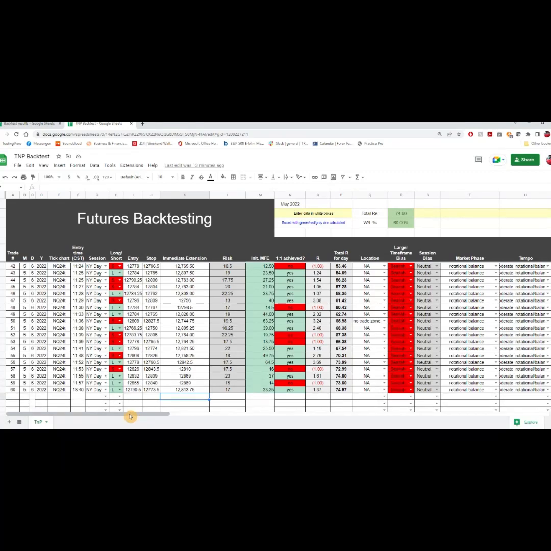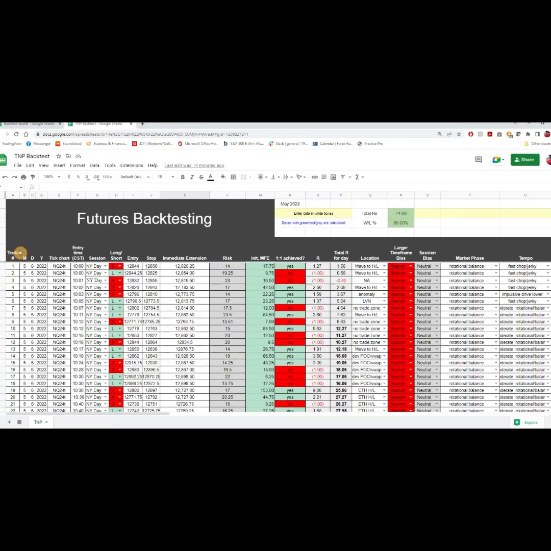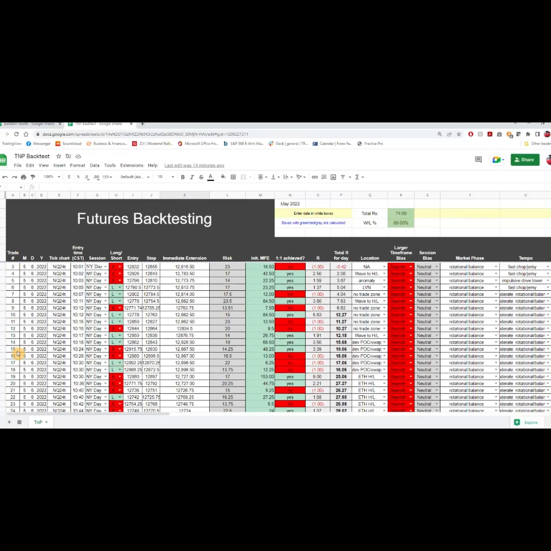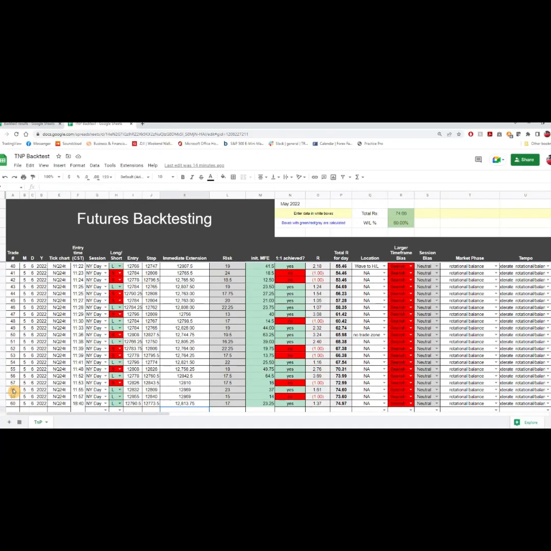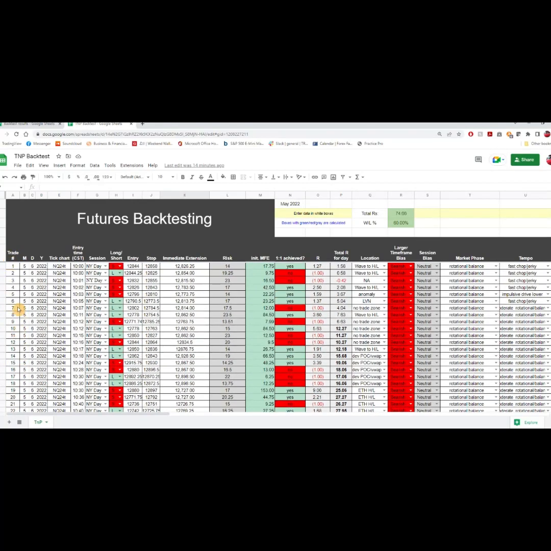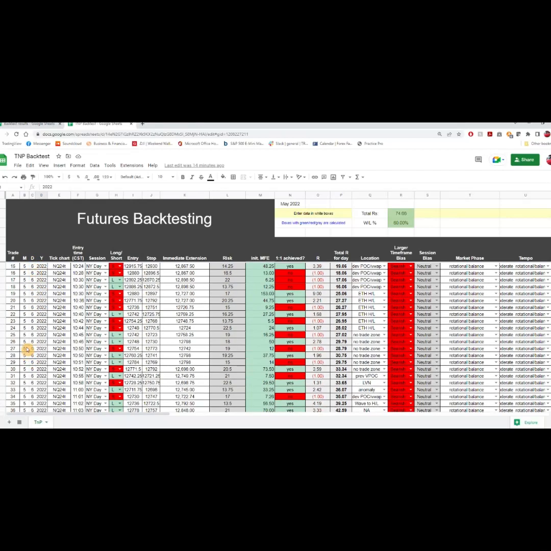If you want to adjust it on your own copy, you can. So first on the left, this is just the trade number. This is simply numbering the trades. If you're keeping track of how many trades you're taking a day, it might be helpful to have that. The next three cells are the date. So month, day, and year. This is something you enter yourself. You can see all these trades are from May 6th.